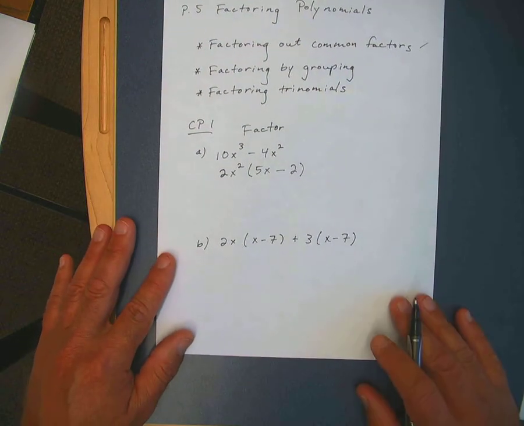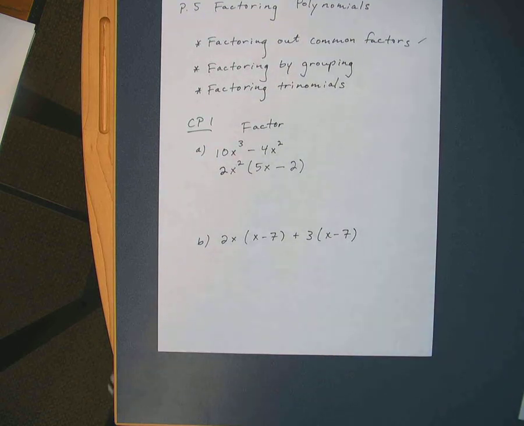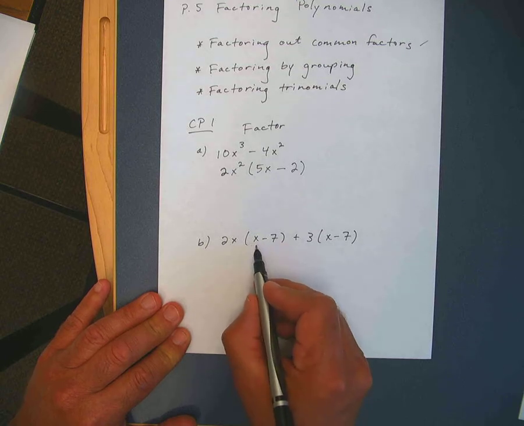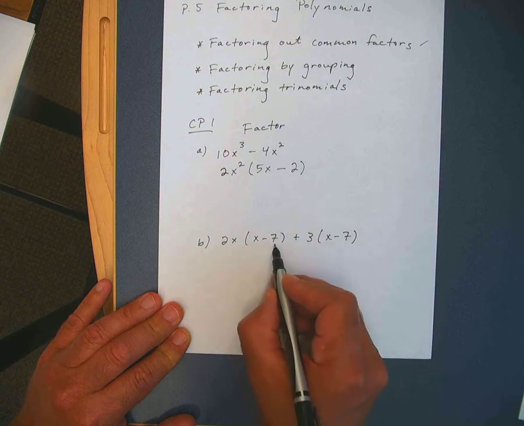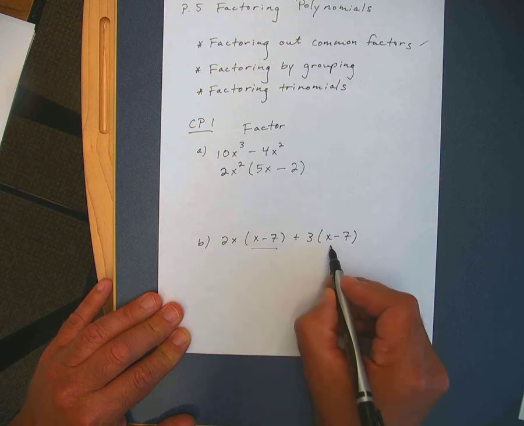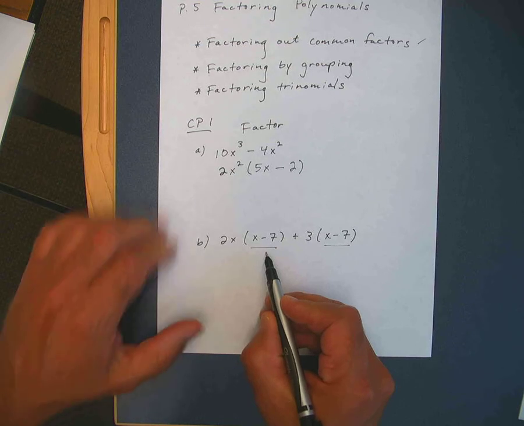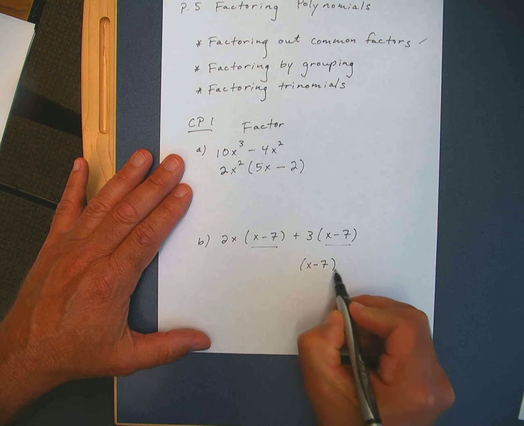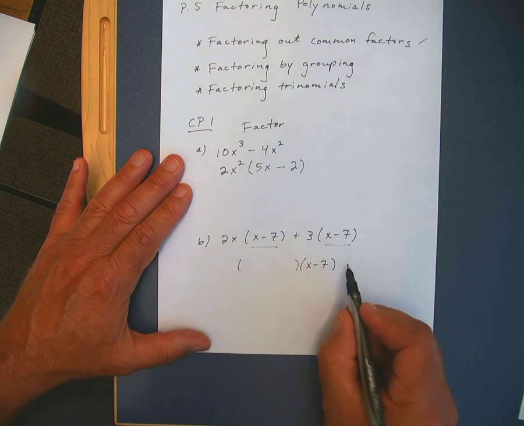The next one is a variation on this method. It's similar, except you need to be aware when you see something like this, x minus 7. Notice that's in common from both sides. Even though there's a minus in there, we can treat that as a chunk or one thing. We can treat it like a number or a single variable and work with it. Since x minus 7 is common to both, I'm going to write that out here. And then I need to put down what I need to multiply by to get these terms back.